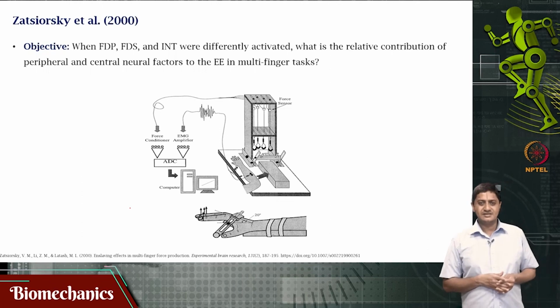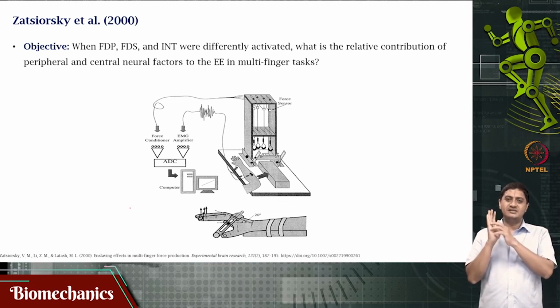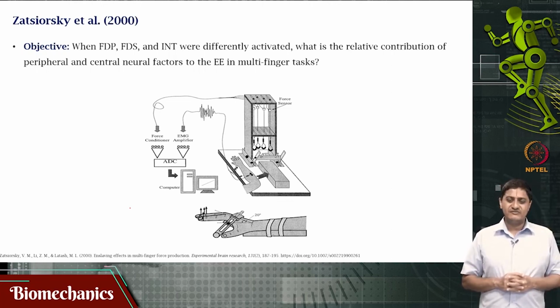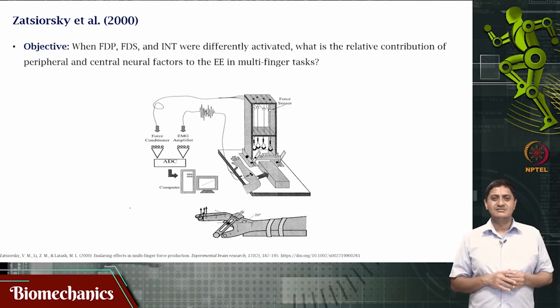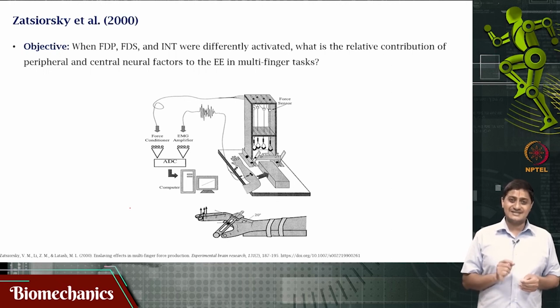Because it turns out that the distal phalanges, the proximal phalanges and the middle phalanges are innervated by different muscles. Because of this, if I use different segments, either the proximal phalanx or the distal phalanx or the middle phalanx, to produce the force, then I would be activating only the muscles that are supporting that phalanx, is it not? Using this, Zatsiorsky and colleagues designed a novel experimental approach, a tool to study this.